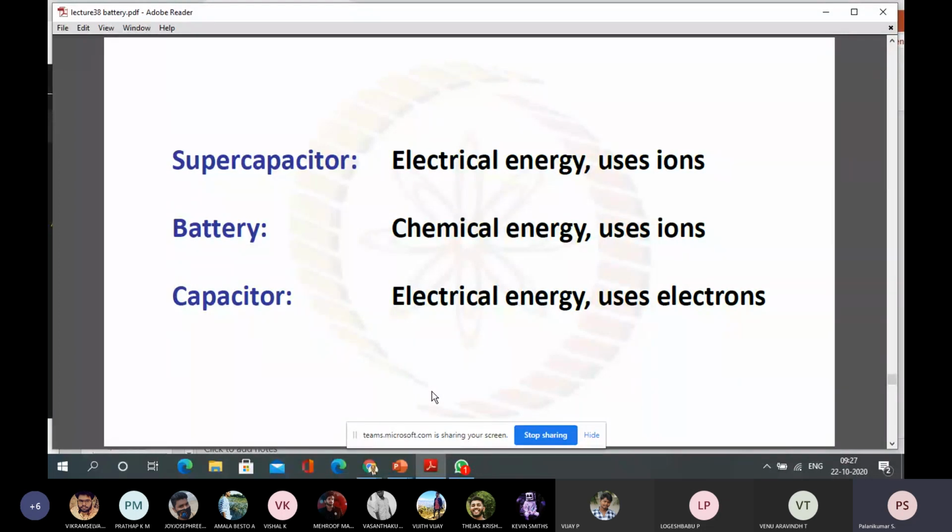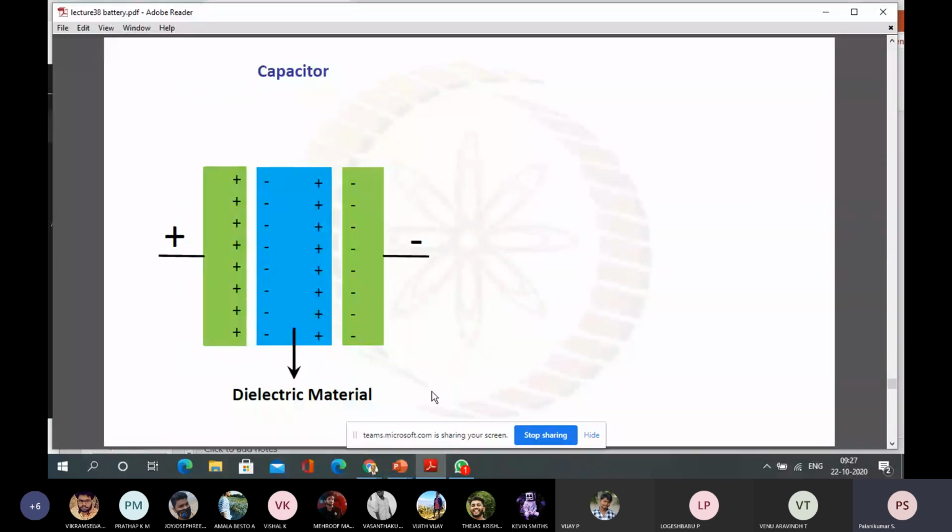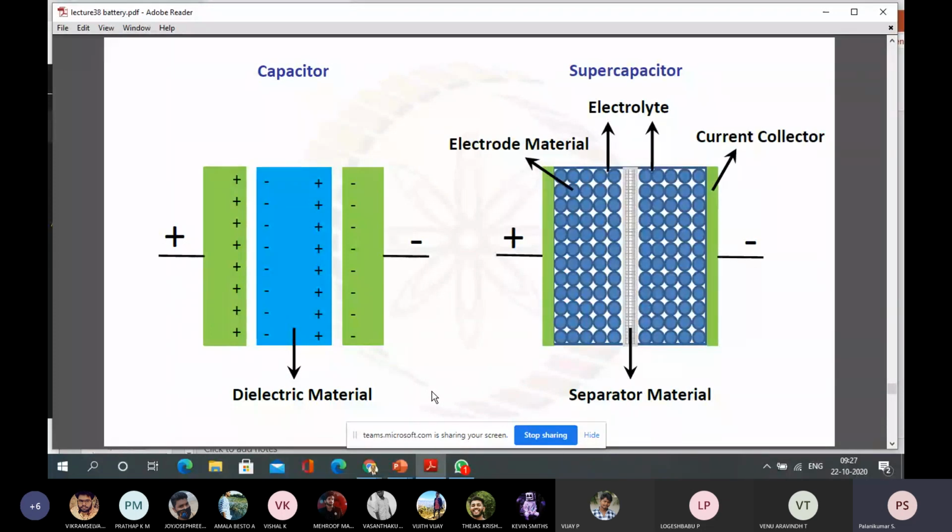So a huge amount of energy can be stored immediately and a huge amount of energy can be discharged immediately. That is, faster charging and discharging is possible. This will help during regenerative braking, loading and unloading, and start and stop of electrical vehicle applications. In capacitors, the separator material is very thin, but the electrode materials are very big. Okay, so this is the reason why it can store a huge amount of energy.